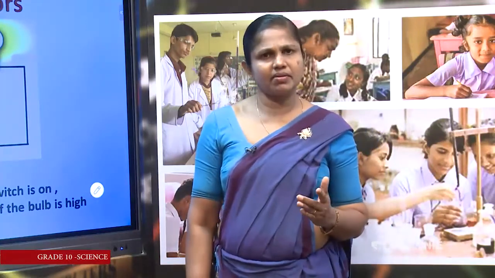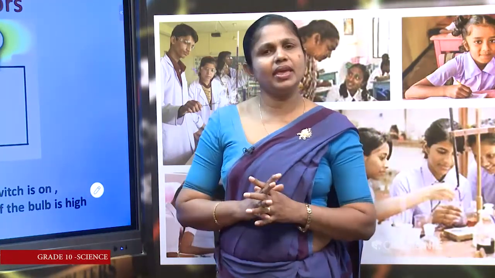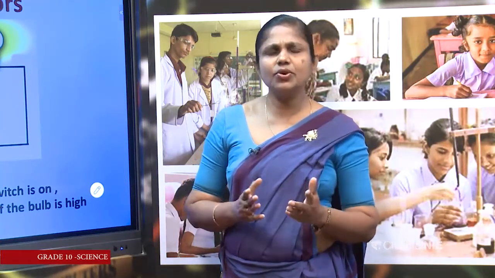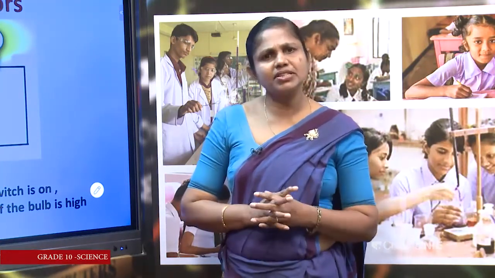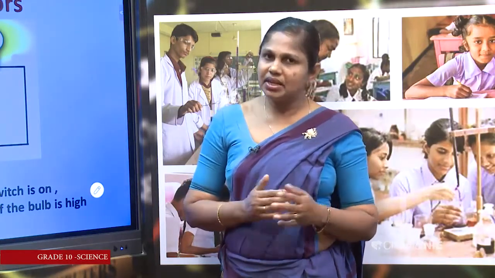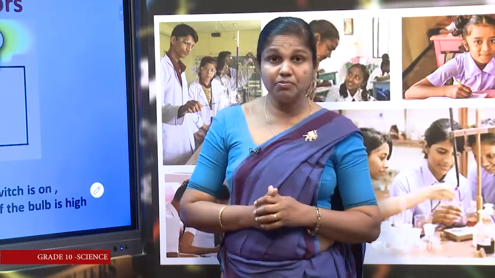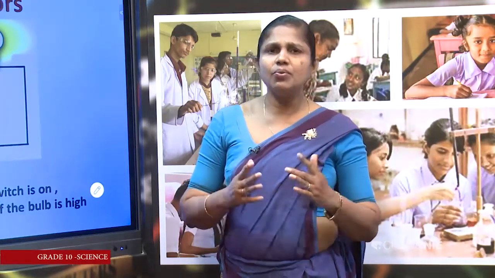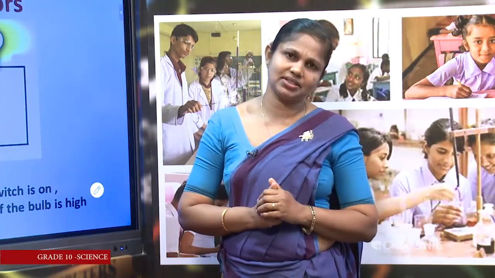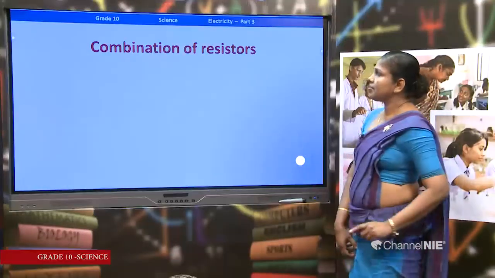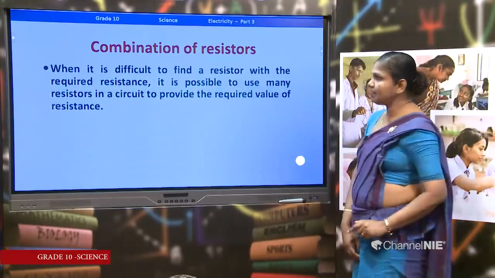Before that, just think about this, children. Why do we combine resistors? Why do we use more than one resistor in a circuit? If the resistor provides a barrier for the current flow, if it is an obstacle for the current flow, why do we use these resistors? This is the reason.